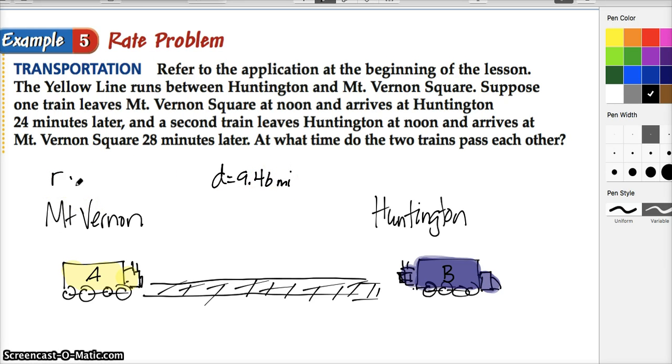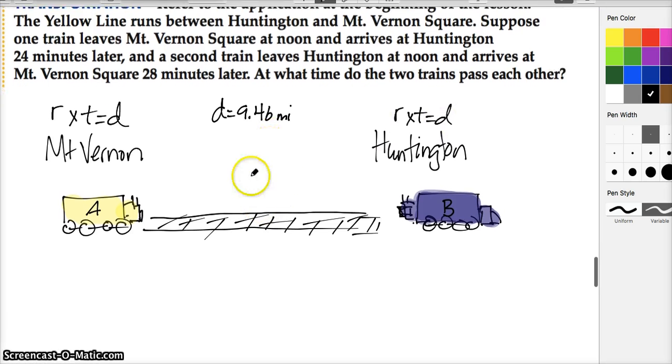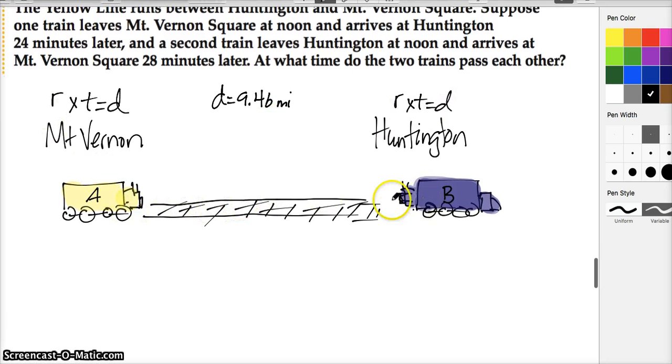And let's go through what we know. We know that rate times time is equal to distance, right? So that's going to be the same for both of these situations. The rate times time is equal to distance. And what we need to figure out is when these two vehicles, traveling in opposite directions, starting off at the same time, meet each other.